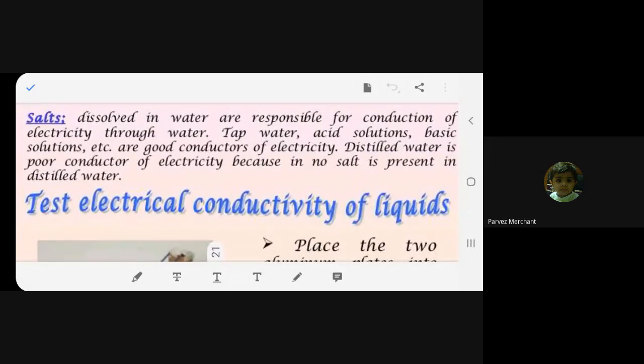Acid solution, I told you: dissolve a bit of hydrochloric acid or sulfuric acid in water and it can conduct electricity. A basic solution like sodium hydroxide forms ions, so it can conduct electricity. So they are good conductors. But remember, distilled water, the purest of water, devoid of any salt, cannot conduct electricity. You understand now? Now, where do we use distilled water? Can anyone tell me? Where can we use distilled water?